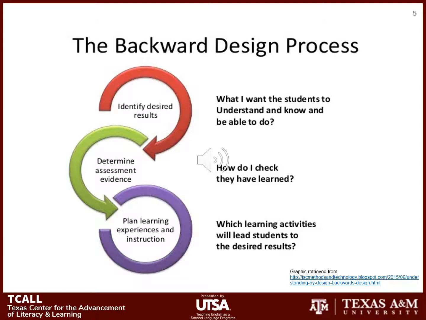As you recall from previous workshops, the approach that we're taking is the backward design process, which starts with identifying the desired results rather than, as is often the case, starting with learning activities. So the first step is to identify the desired results. The next step is going to be to determine assessment evidence. In other words, answering the question, how do I check that my learners have actually learned what I set out for them to learn? And finally, plan learning experiences and instruction that are connected to what my identified desired result might be.